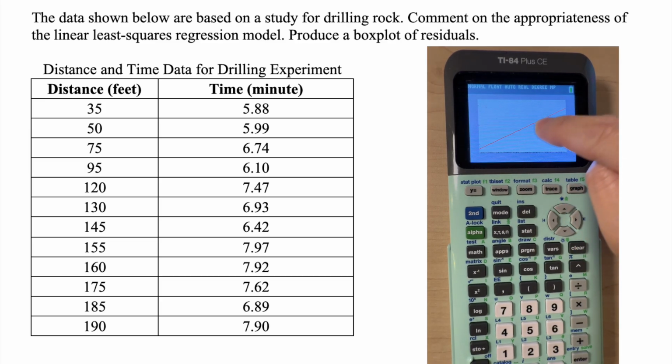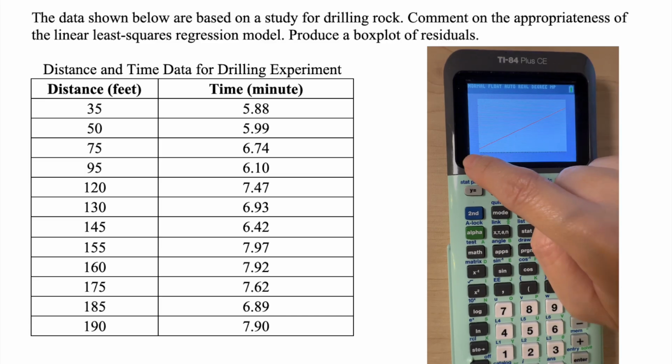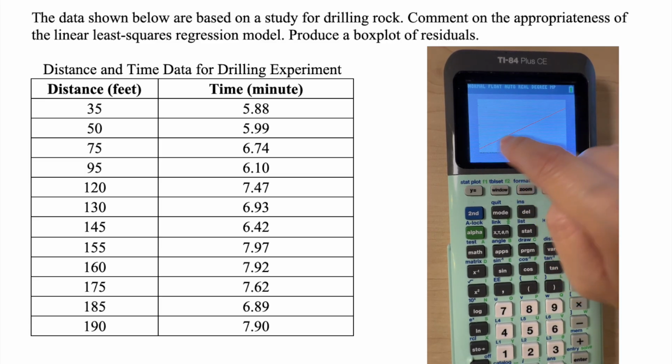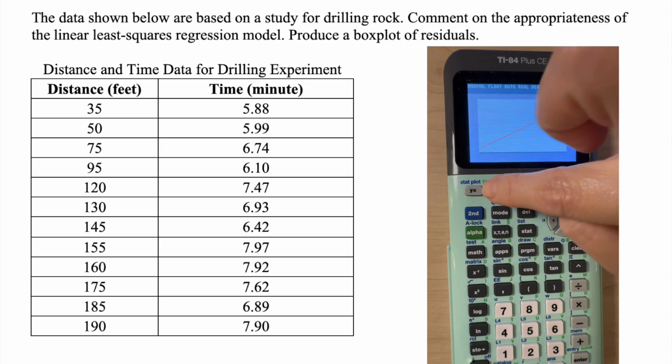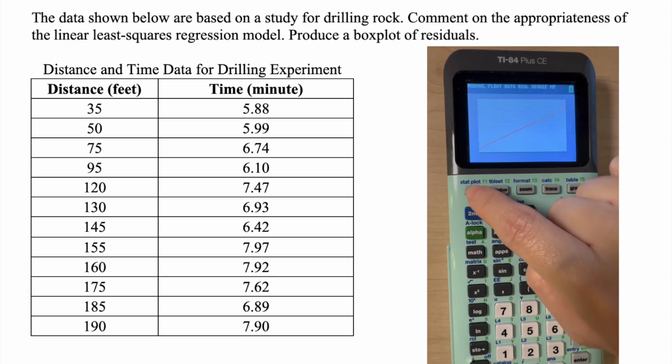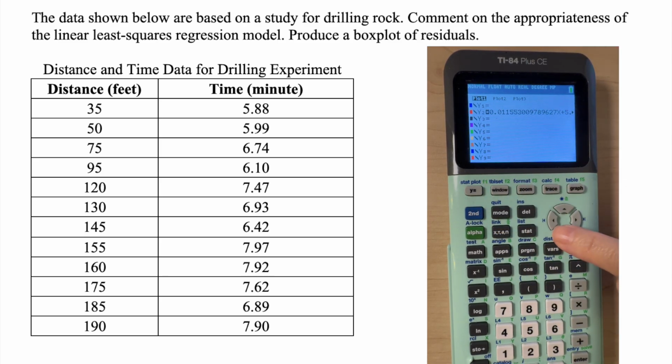I still see the line here. But for the residual plot, I don't want this line. So I go to Y equals, this button right here, and I'll clear this and go back to graph. I'm not in the right window, that's why I don't see anything. So go to zoom and go down to ZoomStat. This is my residual plot.